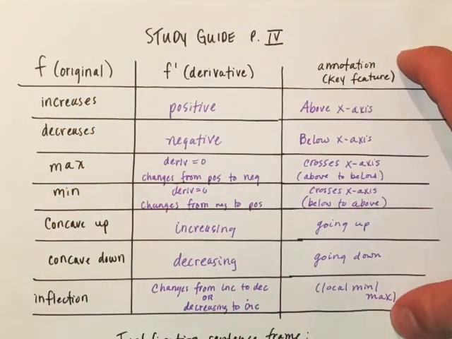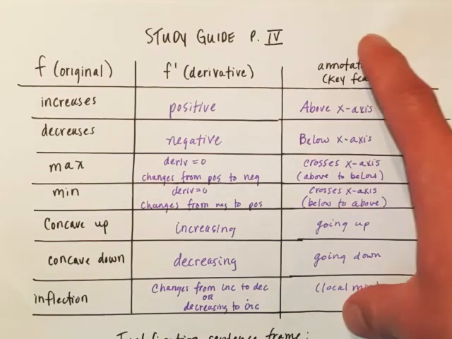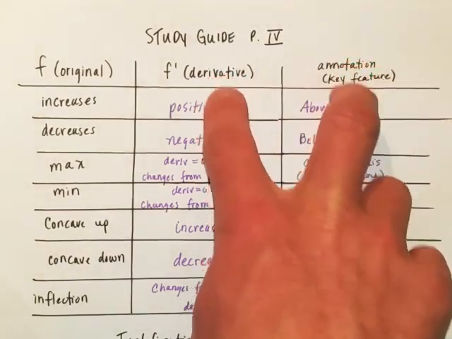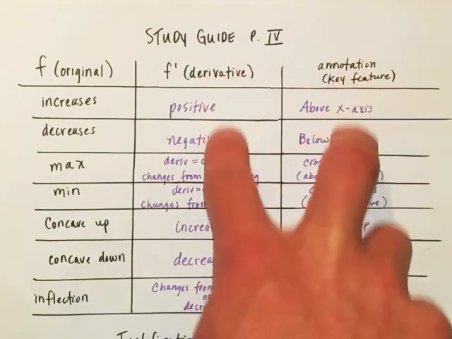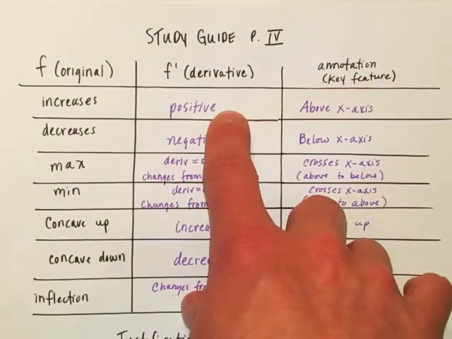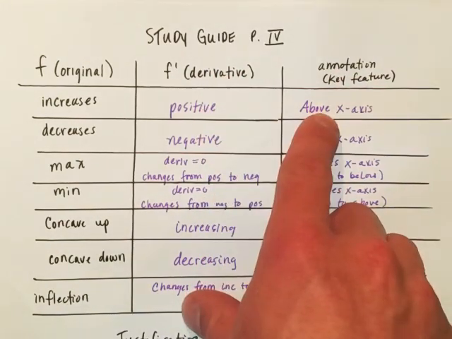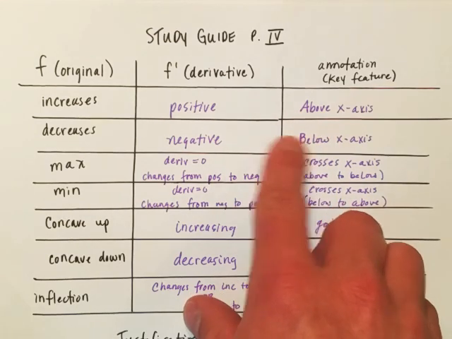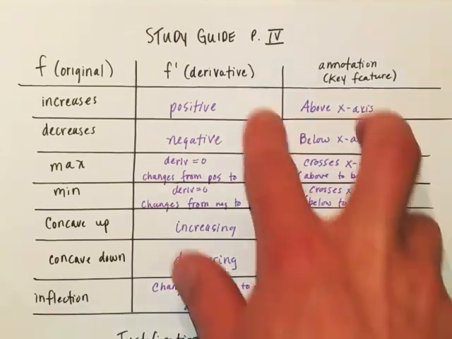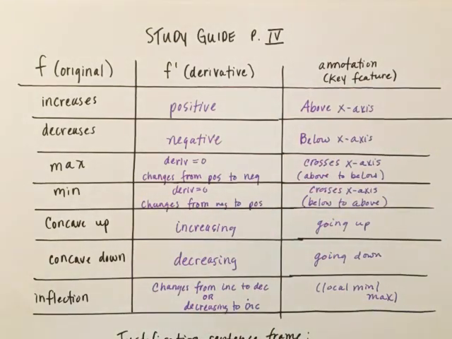I have some key annotations here that are like the key features. These two graphs, or these two columns, match each other. So instead of saying positive for f prime, we can just look for where it's above the x-axis, and so on and so forth. Just synonyms that can help you identify things.